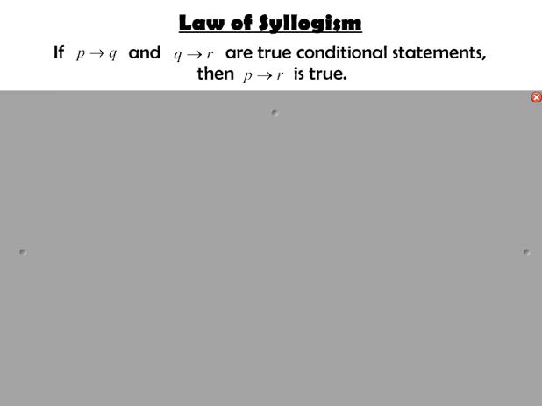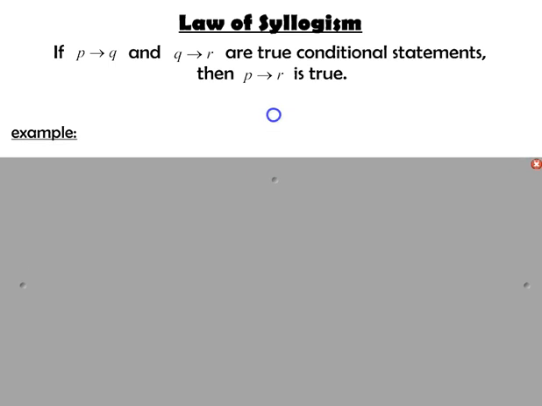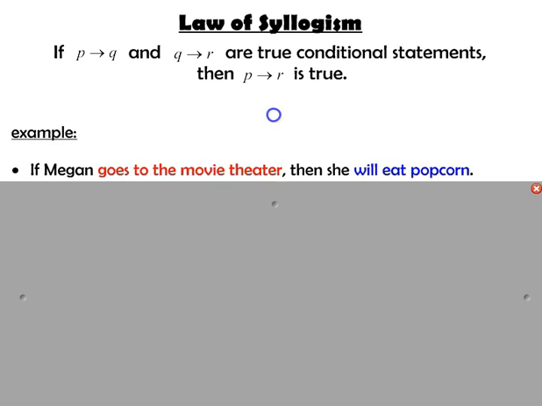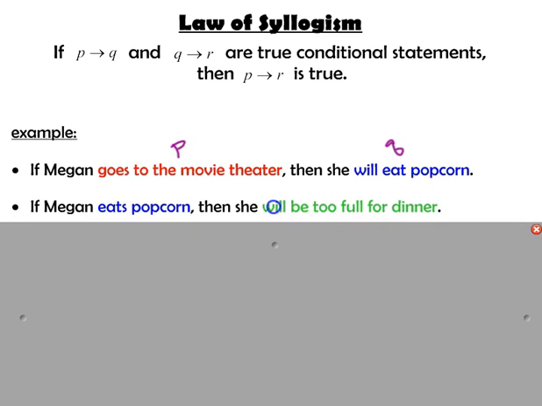The law of syllogism states that if P then Q and Q then R are true conditional statements, then P then R is true. So let's go ahead and look at an example. First we have, if Megan goes to the movie theater, then she will eat popcorn. We're going to say this is our P and this is our Q statement. If Megan eats popcorn, then she will be too full for dinner. Here's that Q statement repeated. She will be too full for dinner. There's a new statement.